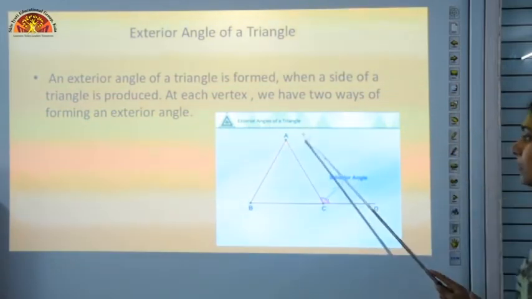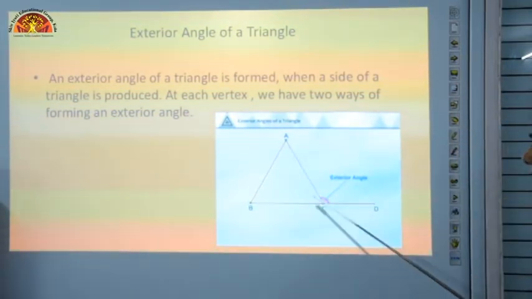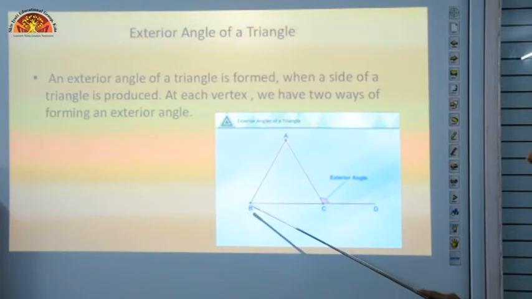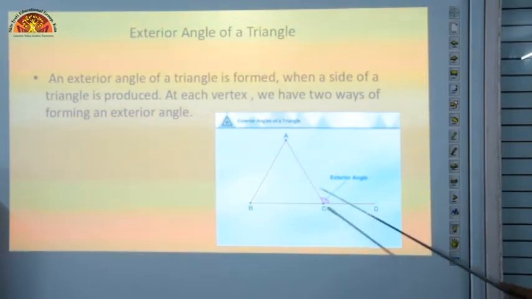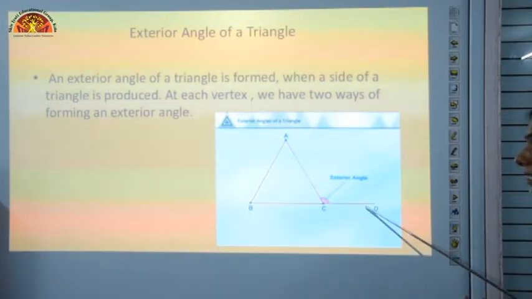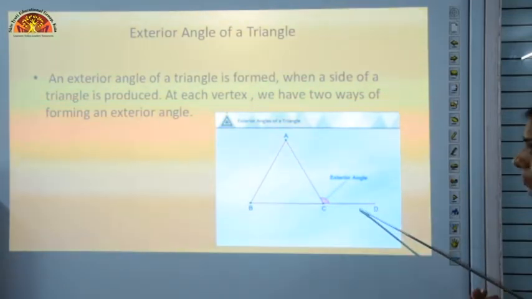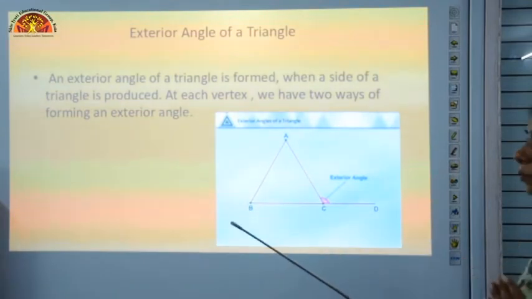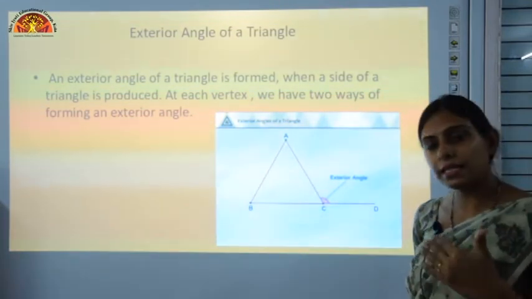Just see the figure. This is a triangle ABC and you can see that BC is produced to point D and ACD is the exterior angle in this figure. So exterior angle is formed when the side of the triangle is produced.